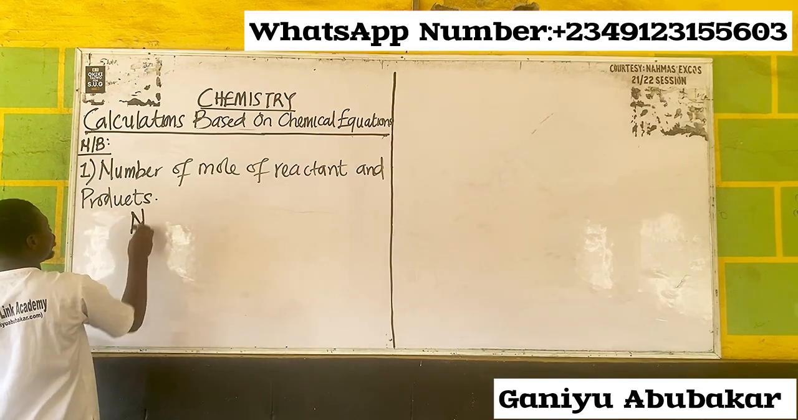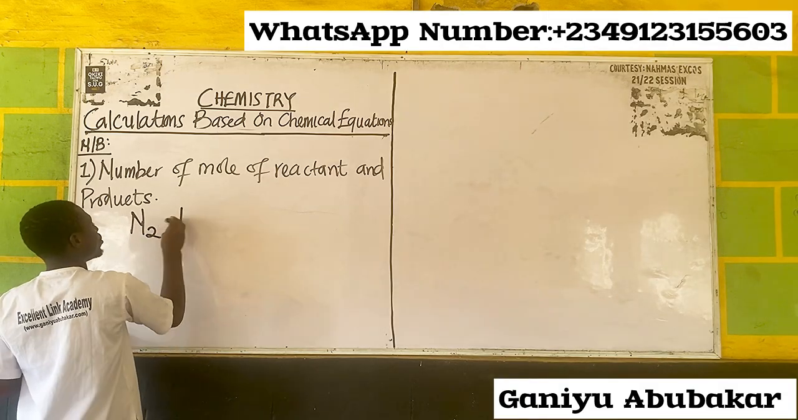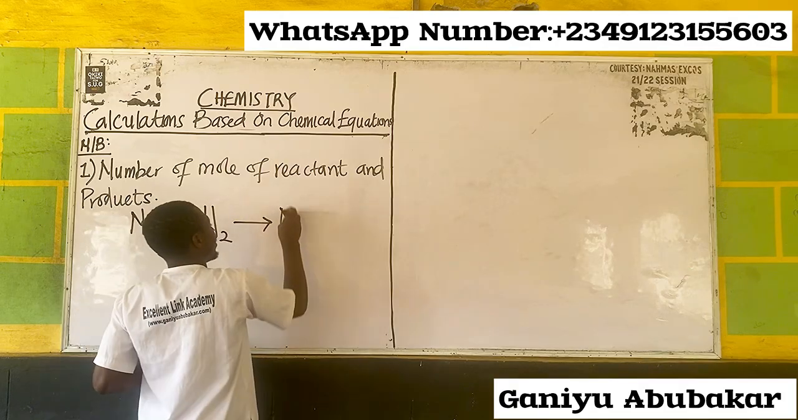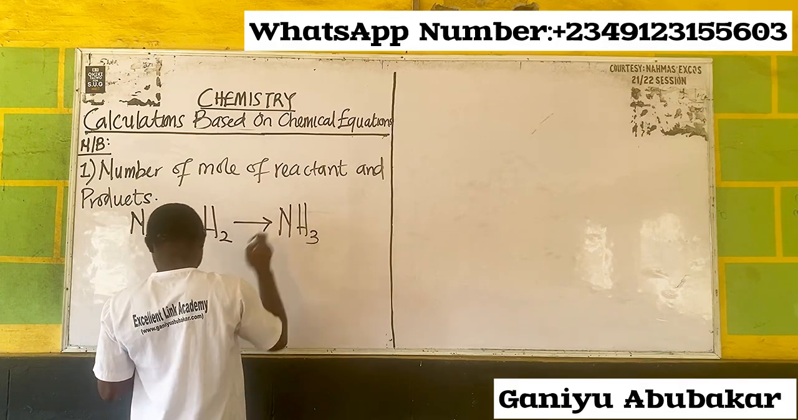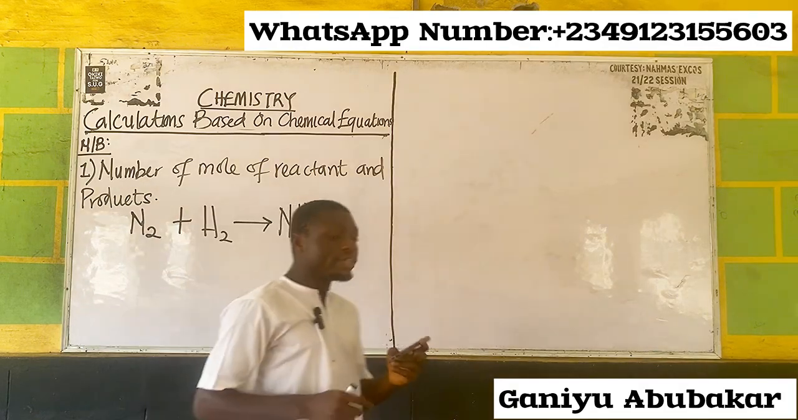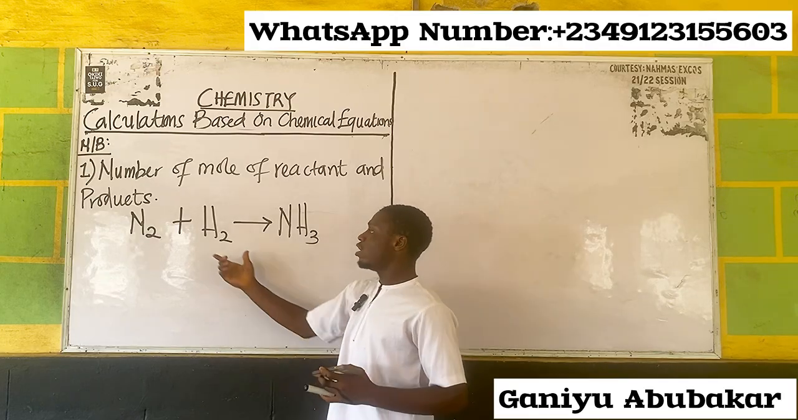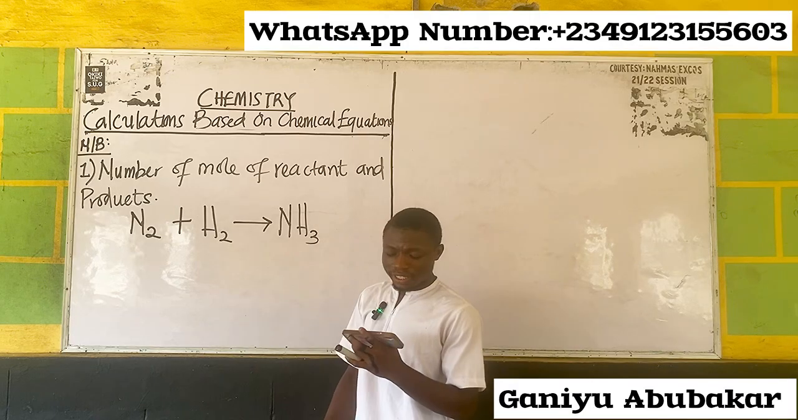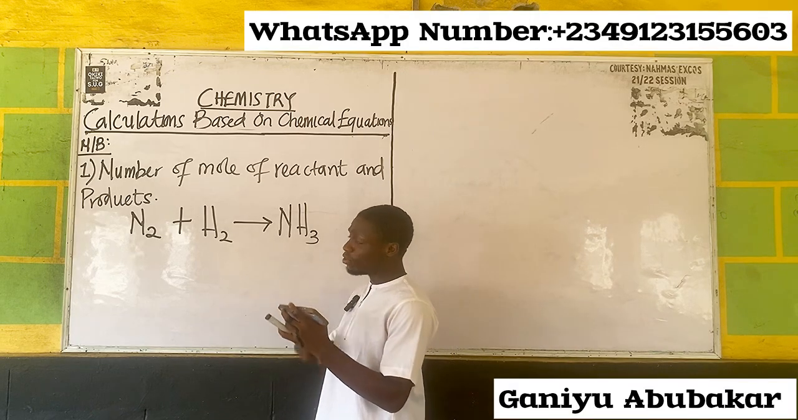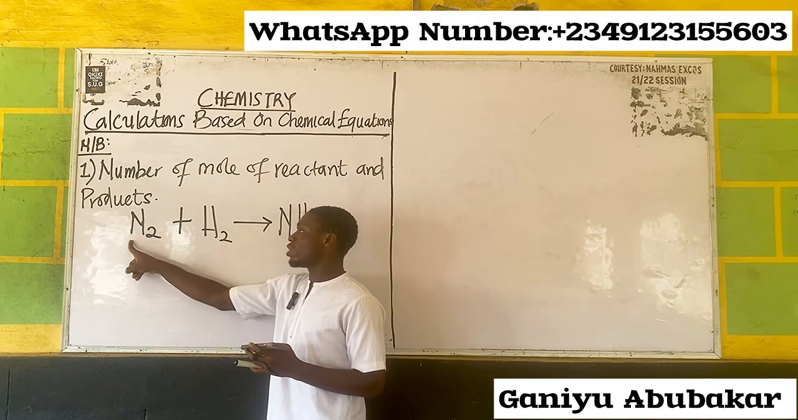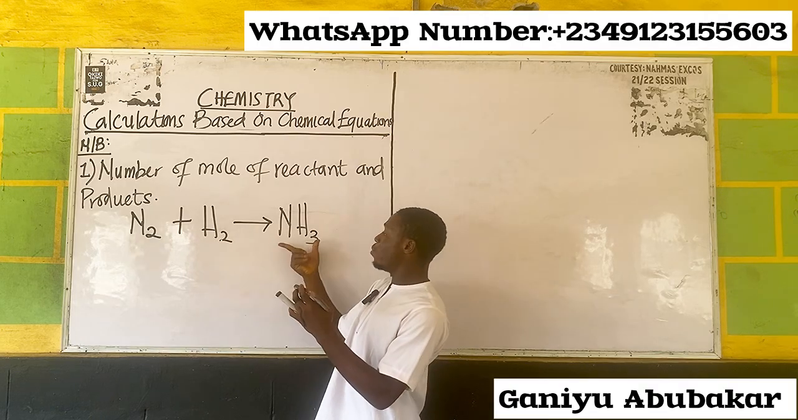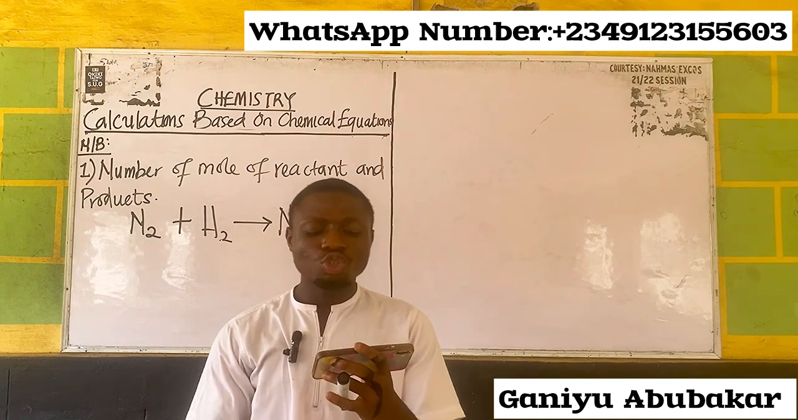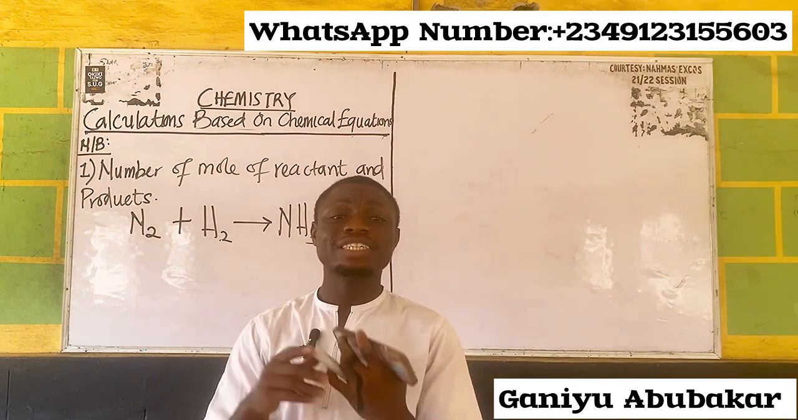This is the equation on the board: N2 plus H2 gives NH3. This is the chemical equation attached to it. The question says nitrogen combined with hydrogen to form ammonia. How many mole of hydrogen are required to react with what? 300 mole of what? Nitrogen.